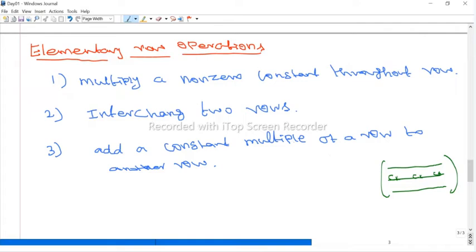Otherwise, suppose we call this the first row R1, R2 is the second row, R3 is the third row. So now what I did, I multiplied C times R2. That means we multiply a non-zero constant to each element of the row. That is one kind of operation.